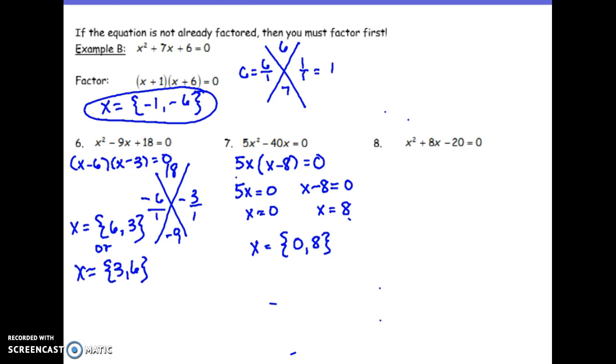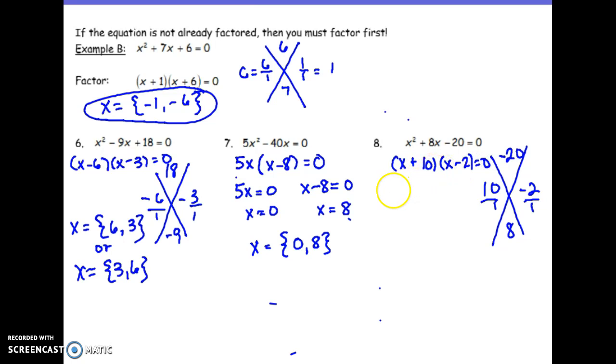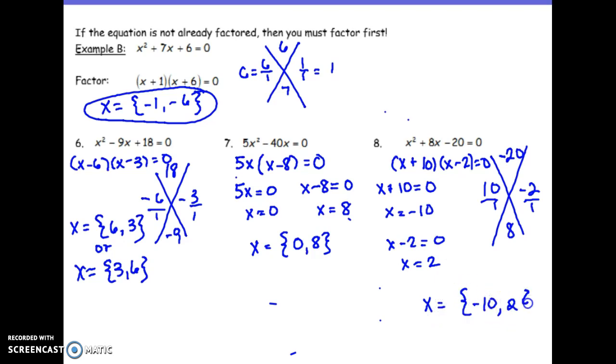Okay, and then number 8, when we factored this one, I've got a negative 20 and 8, and I could do 10 and a negative 2, divide by my 1. So we've got x plus 10, and we've got x minus 2 equal to 0. To set each of these factors to 0, x plus 10 equal to 0, we're going to get x is negative 10. And if we set x minus 2 equal to 0, x would be equal to 2. So our solution set would be negative 10 and 2.